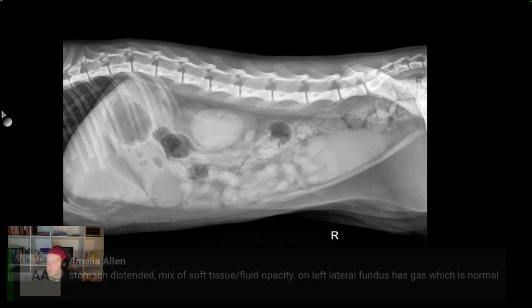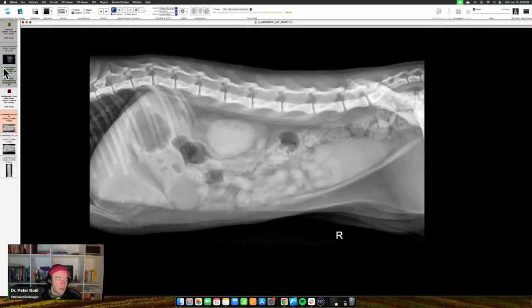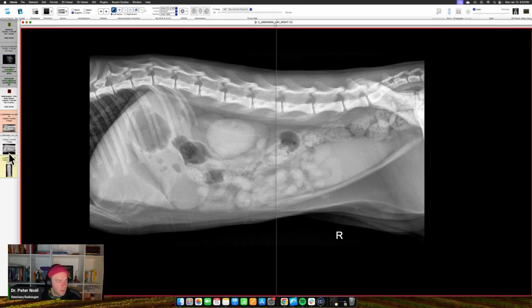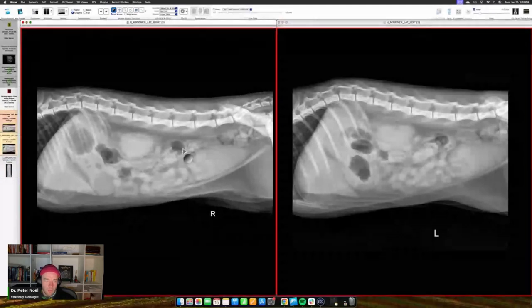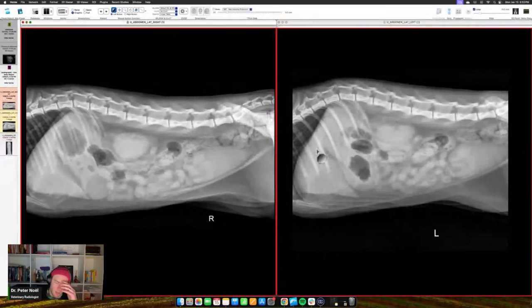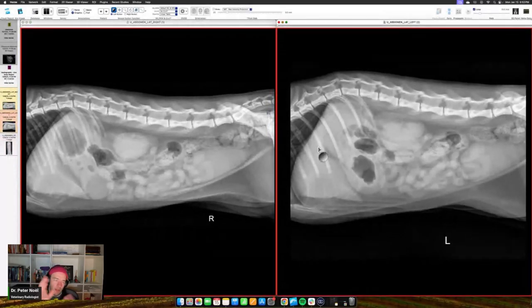Fundus has gas, which is good. Yeah. So Doc Allen's talking about comparing lateral views. I think this is a good one. Let's see, you've got the right lateral view. For all of you that read the book and you're like me and wonder what in the world, he's left, he's right, and he's fine.